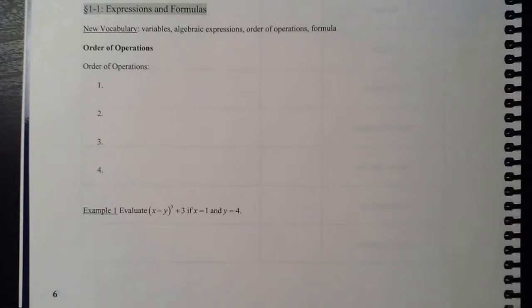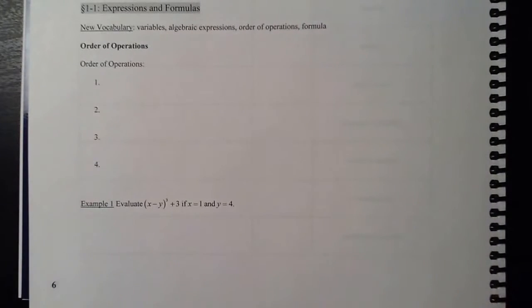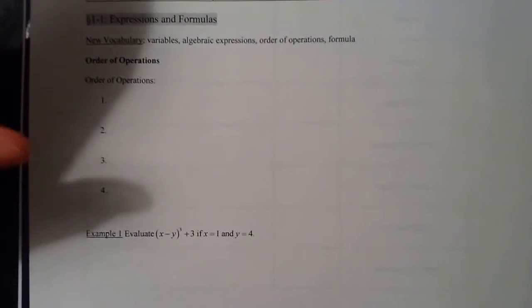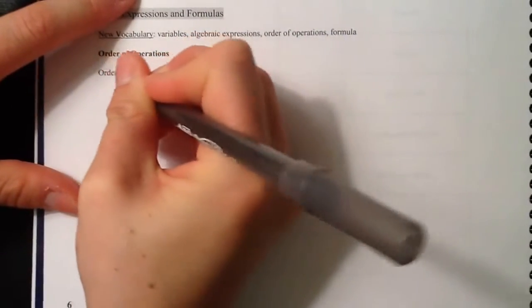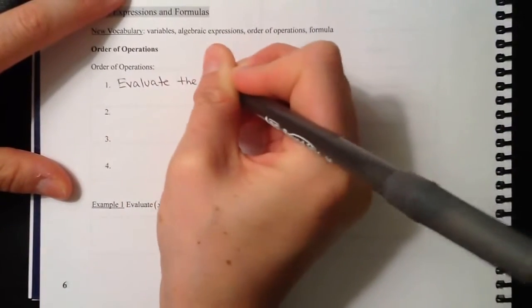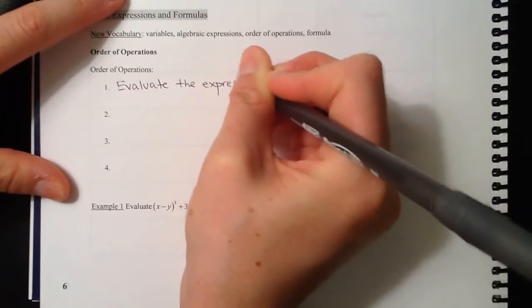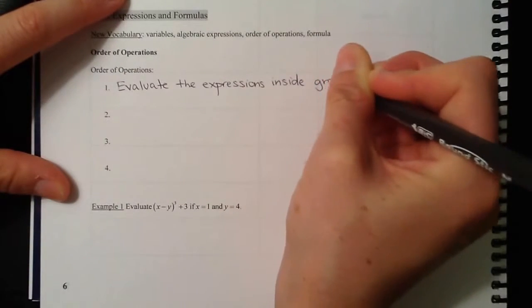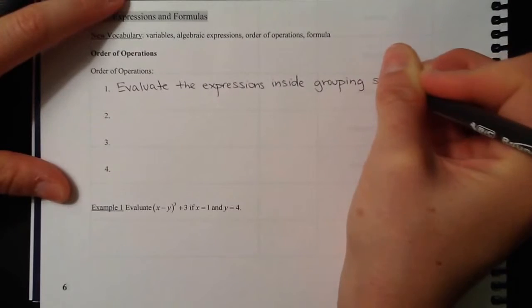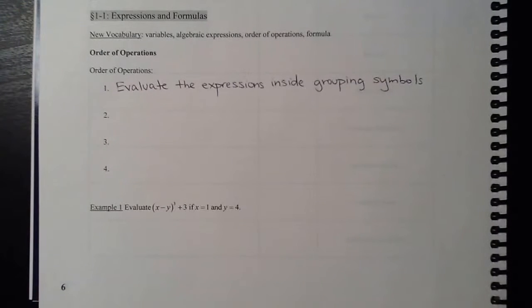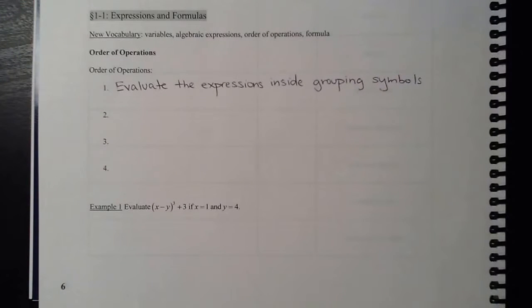All right, so order of operations, like I said, we're going to write them out in plain English and then talk about little tricky, easy ways to remember them. Okay, order of operations, step number 1 is to evaluate expressions inside grouping symbols. Okay, so here we use the phrase grouping symbols instead of just saying parentheses.